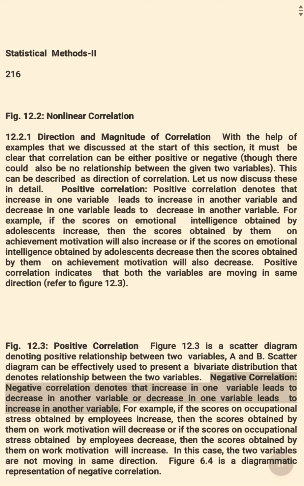Negative correlation. Negative correlation denotes that increase in one variable leads to decrease in another variable, or decrease in one variable leads to increase in another variable. For example, if the scores on occupational stress obtained by employees increase, then the scores obtained by them on work motivation will decrease, or if the scores on occupational stress obtained by employees decrease, then the scores obtained by them on work motivation will increase.